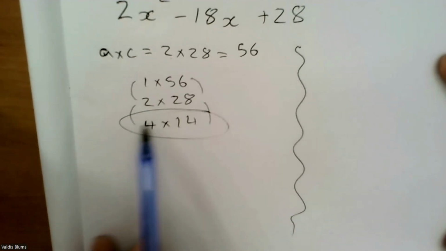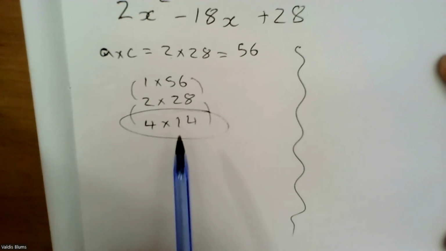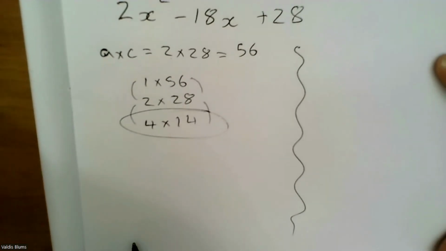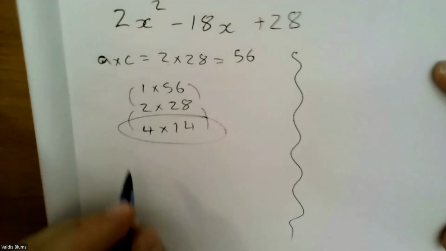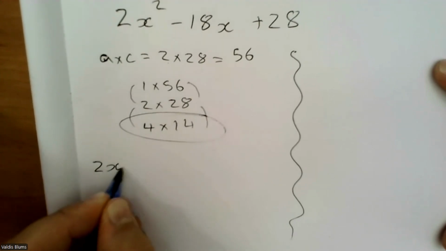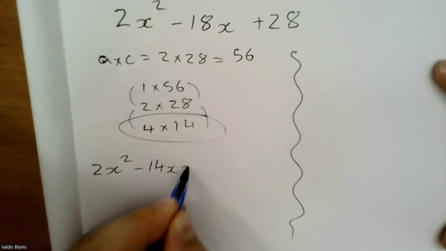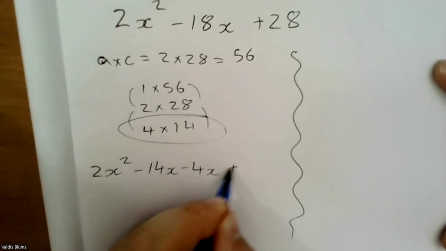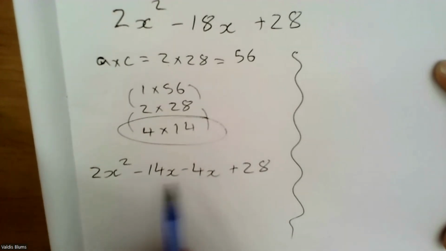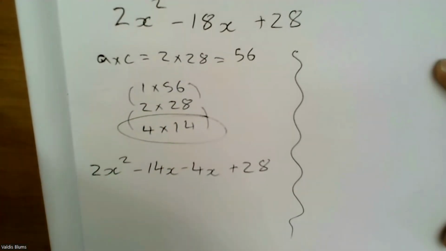Now, this may not work, and there could be another option. But what you normally do is the first time you find a set of factors that work, you use that to plug that in. So hopefully this works, and you also use the 4 and the 14. So let's keep going. 2x squared minus 14x minus 4x plus 28. Again, the order of the 14 and the 4 doesn't matter. It's just 14 plus 4 gives us 18, and they're both negative because we want to add it to negative 18.